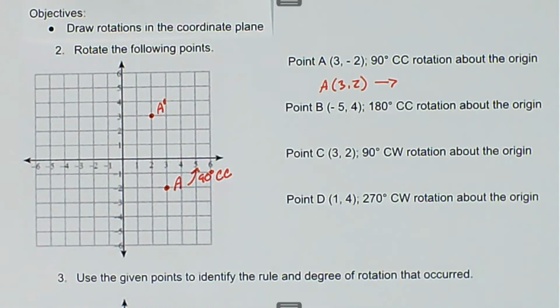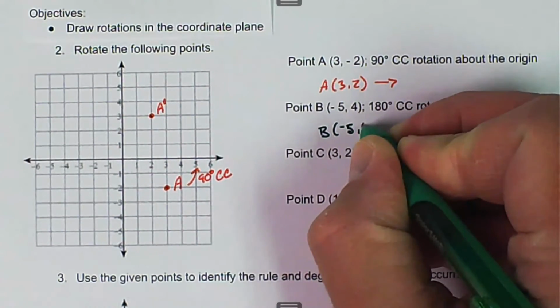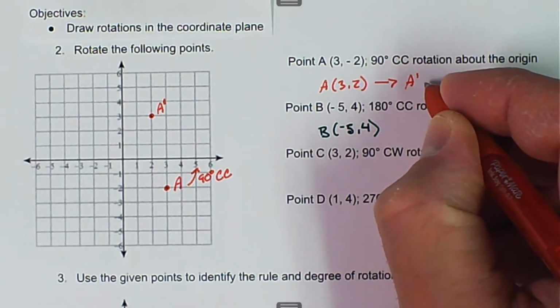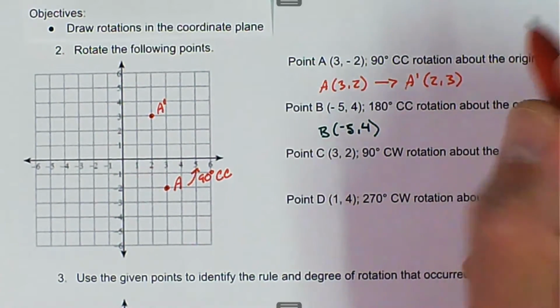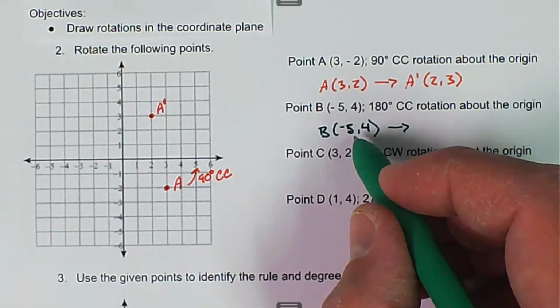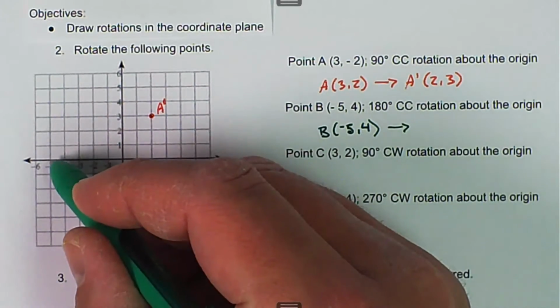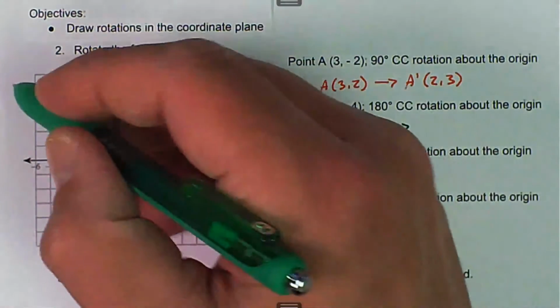The next one we have is B, and B is (-5, 4). I guess I should write down the coordinates of A prime first. So A prime, the coordinates are (2, 3). So B, excuse me, B is (-5, 4). So -5, then up 4. And that's going to be B. And it wants a 180 degrees counterclockwise.